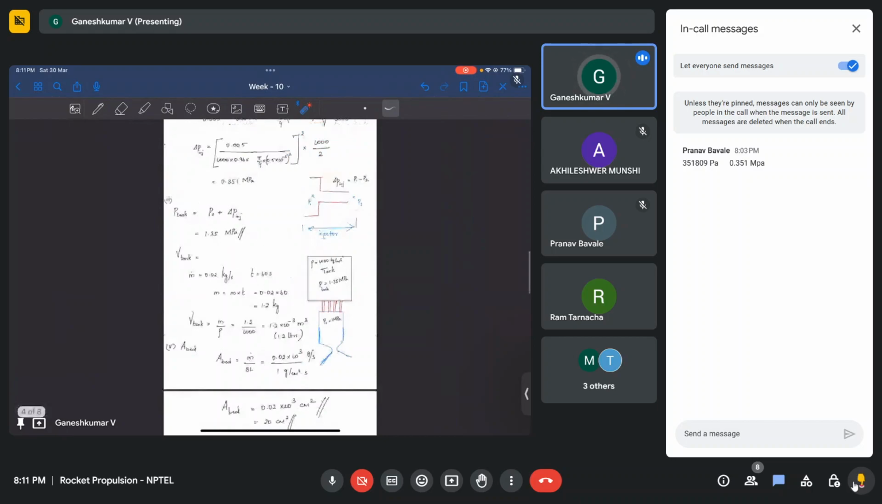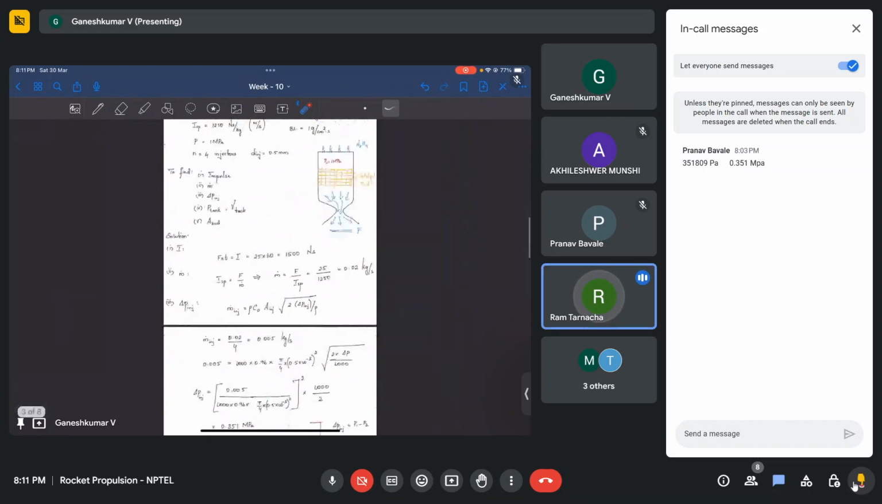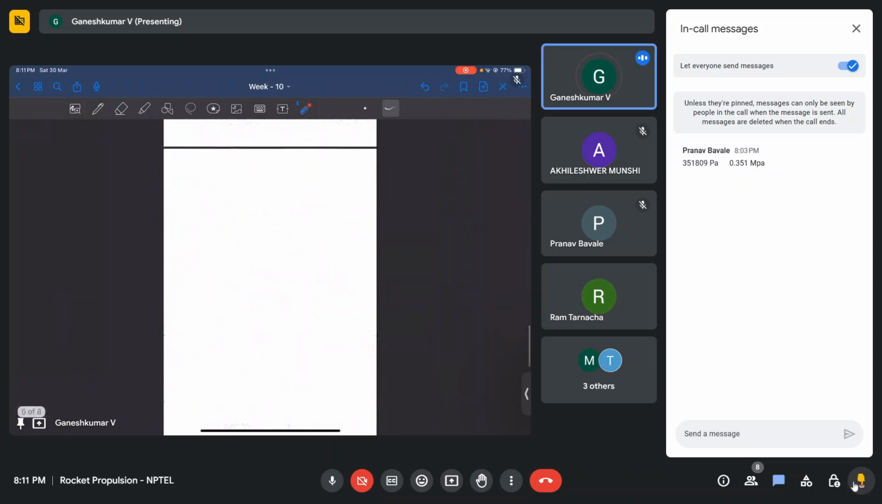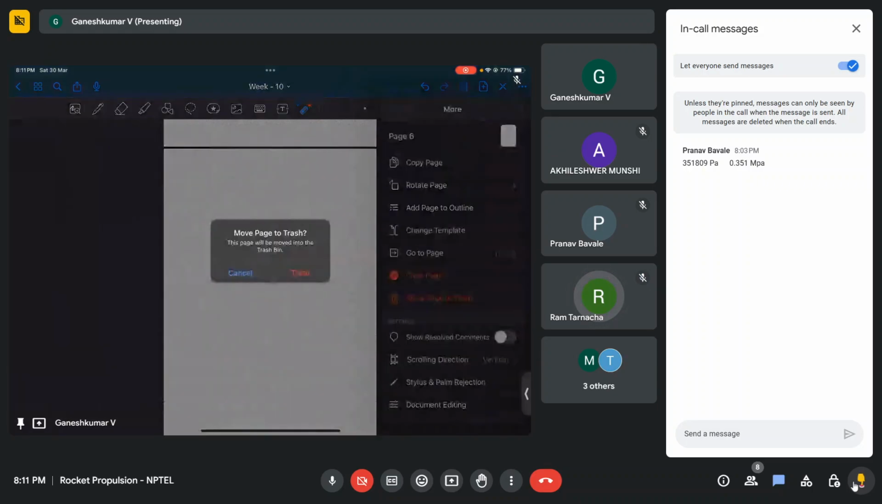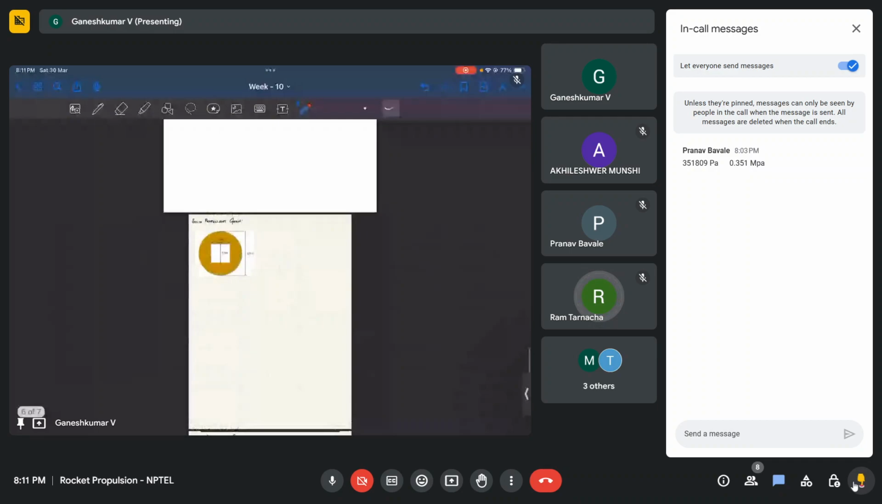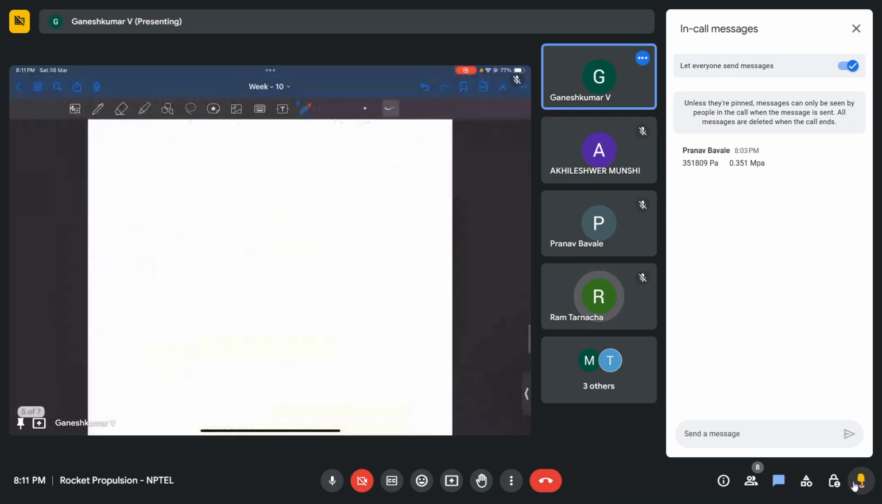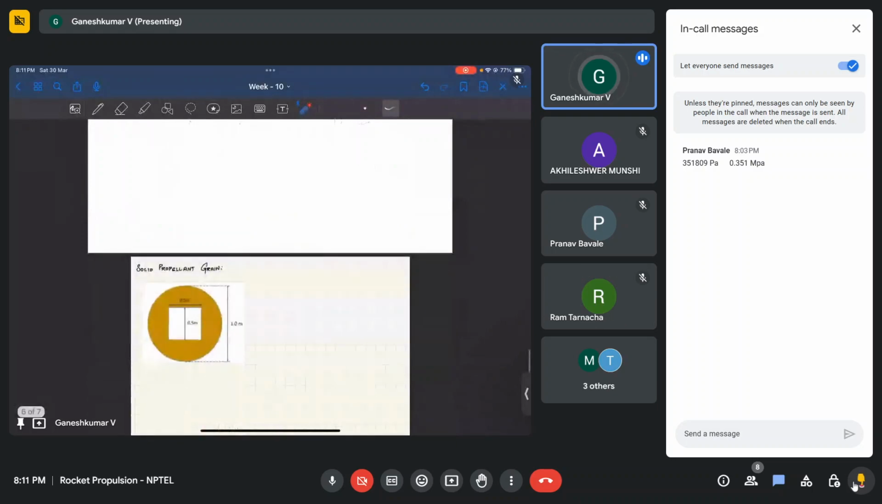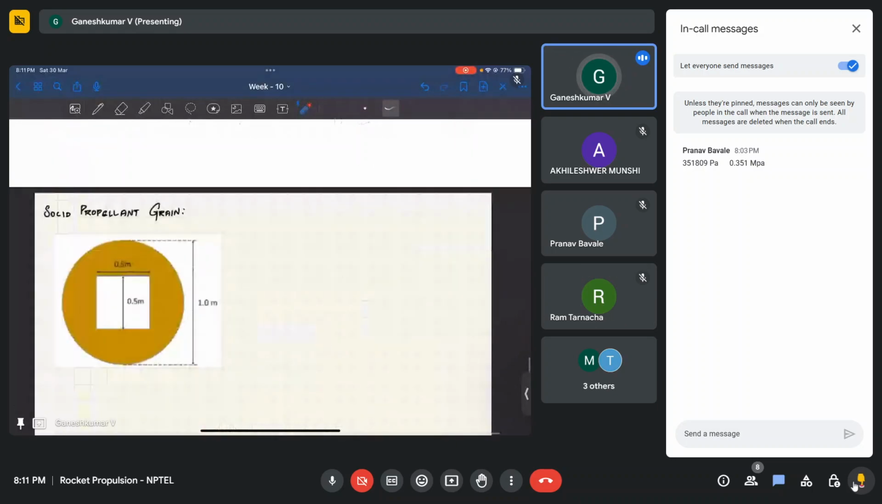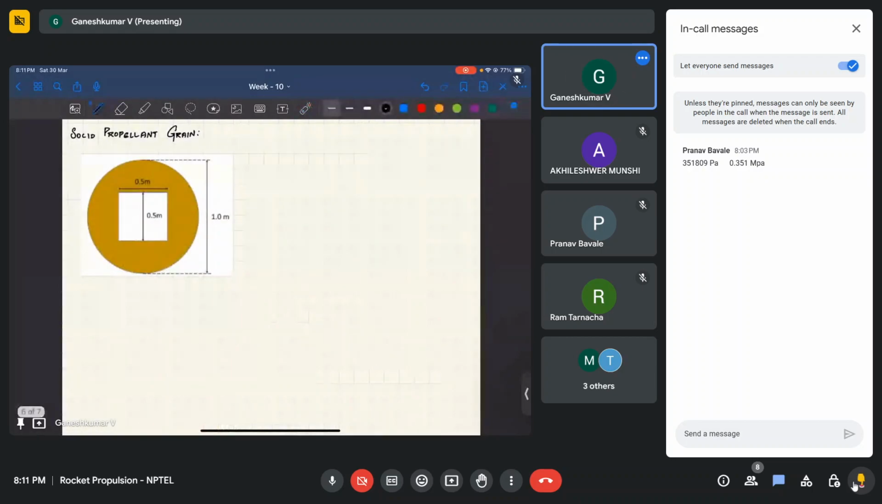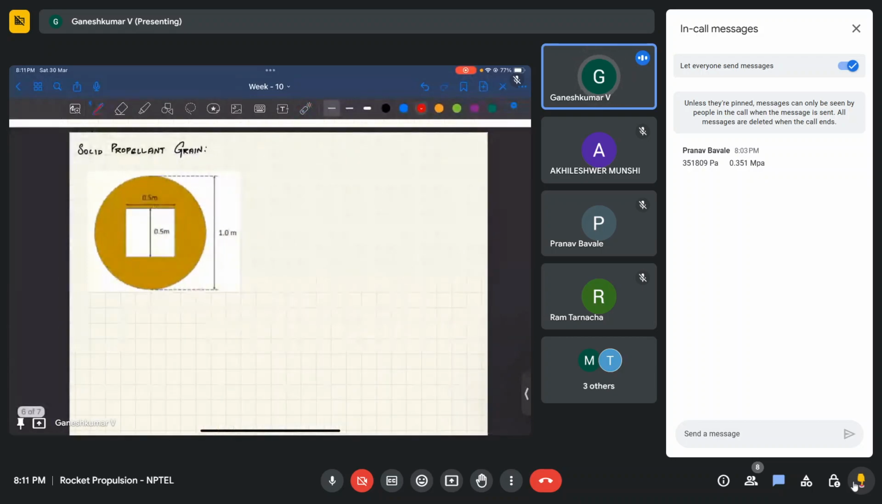Any questions regarding this problem? All right, I hope there are no questions. So what I thought was I will revisit this problem again. There has been a lot of confusion, so I thought I would explain it in a different way.